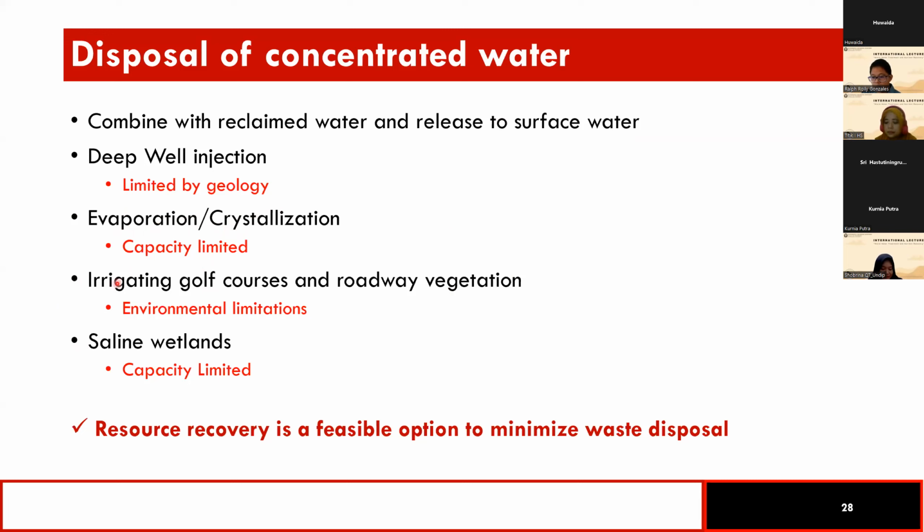Then some of the concentrated water was also used to irrigate golf courses and roadway vegetation, but this leads to more environmental concerns. Definitely it will smell, definitely there's bacteria, definitely it's not clean. So people stopped doing this. And some of the concentrated water was also disposed in saline wetlands, but it's also limited by capacity. Typically, we don't want to discharge wastewater back into the surface water.